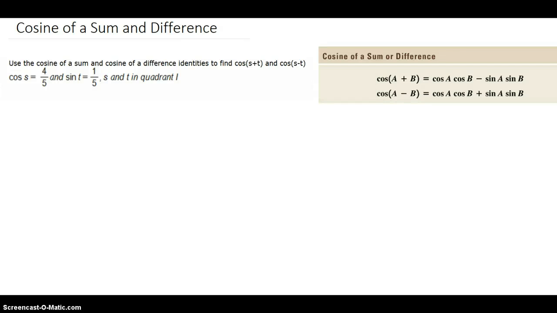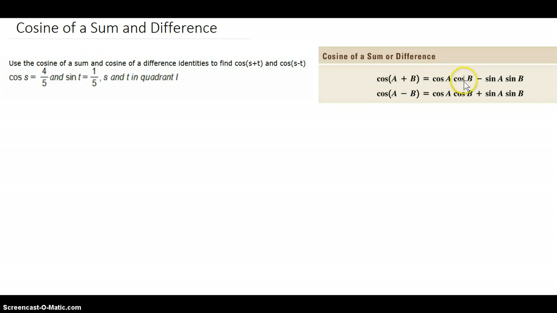In this video, we're going to find the cosine of the sum and difference of the following homework question. It says use the cosine of a sum and a cosine of a difference identities, which are, by the way, listed on the right, to find cosine of s plus t and cosine of s minus t, given that cosine of s equals 4/5 and sine of t is 1/5, and s and t are both in quadrant 1.